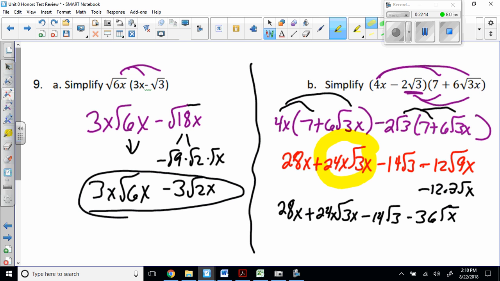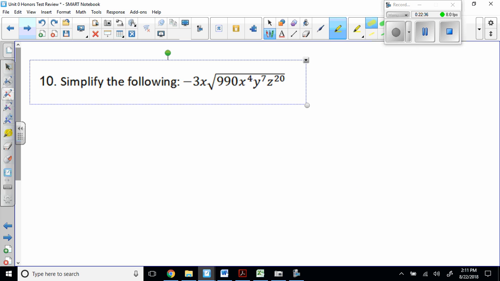I don't have any radicals, do I? No, I don't. They're not the same. I'd have to have another square root of 3x in order to combine. They had to be the same. They are not the same, right? All right, so let's go to the next one.